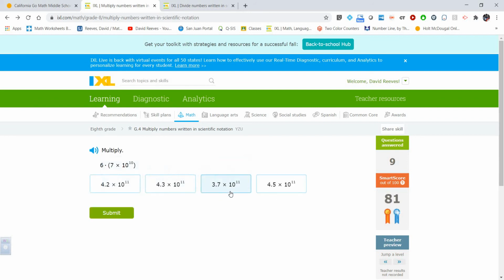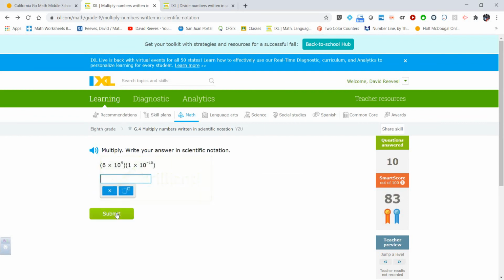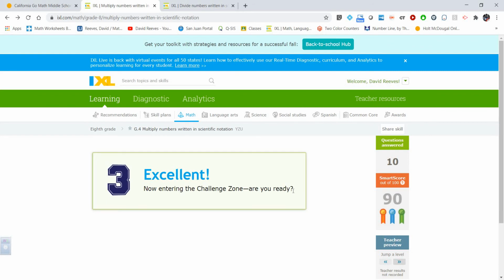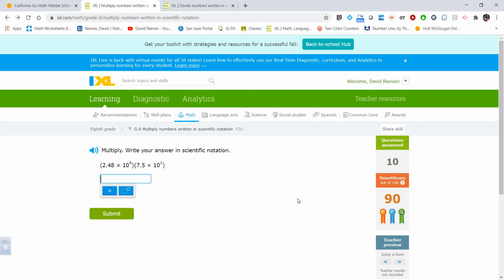All right. Well, this one looks the same, right? We're going to get 6 times 7, which is 42. So we're going to get 42 times 10 to the 10th, but we're going to have to make that 42 into 4.2, which is going to make it 10 times smaller. So that one has to get 10 times bigger. So we're going to jump on that train. Oh, wait, is there a challenge level? The challenge zone. Oh my goodness.